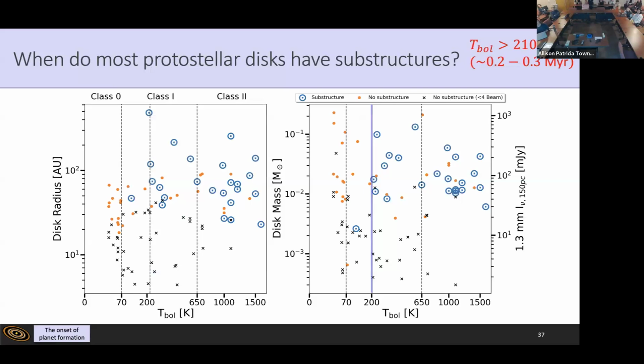So we look at when the substructures first appear. Another important question is to look at when most protostellar disks have substructures. So the transition occurs at around a bolometric temperature of 200 Kelvin. That's when most of the disks start to have substructures. And this corresponds to a time around 0.2 to 0.3 million years. So it's in the early Class 1 phase.